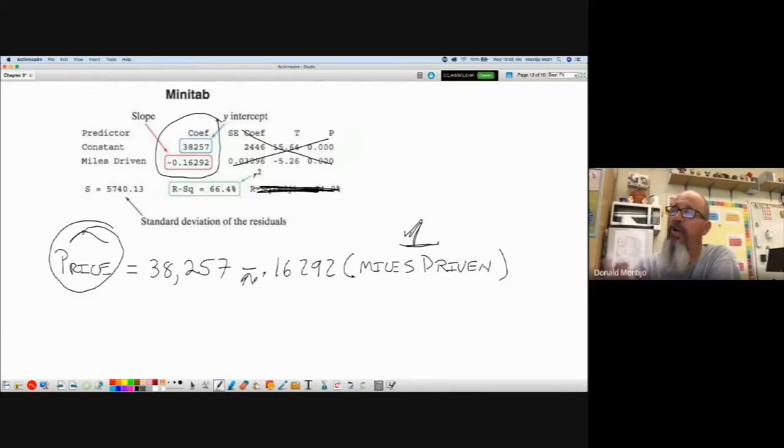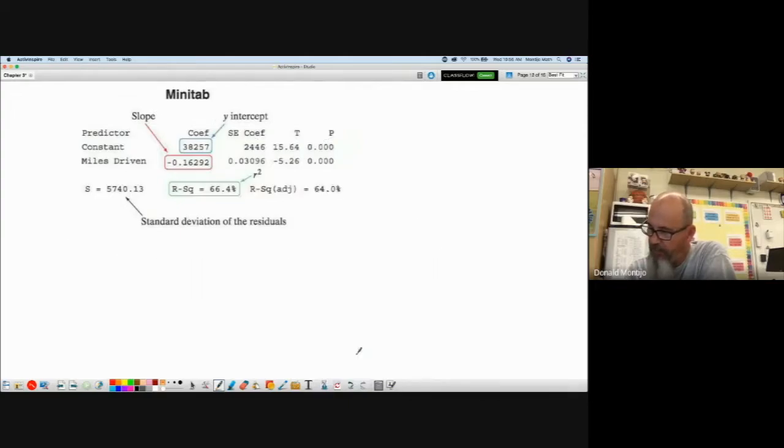Every single regression equation can be interpreted the same way. What does this slope mean? Okay. Oh man, I just erased everything. So remember we had, it's all right. We had the predicted price.